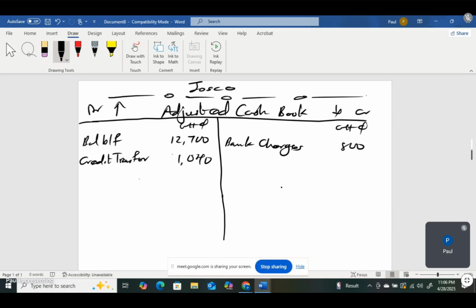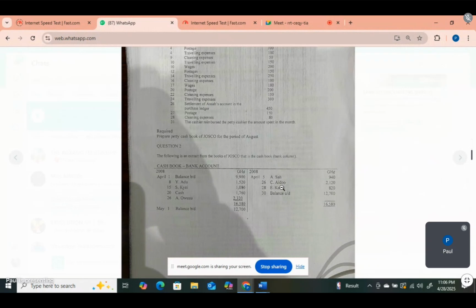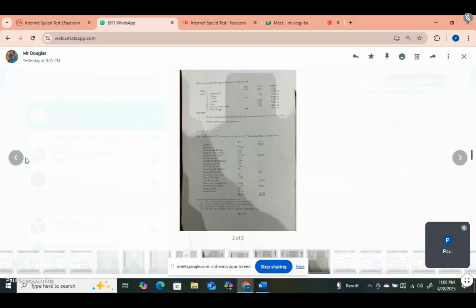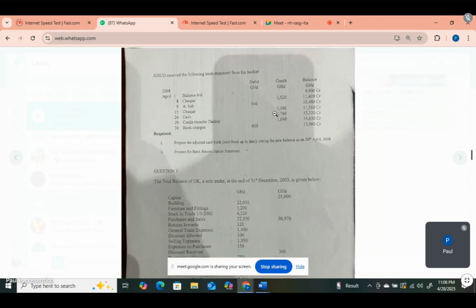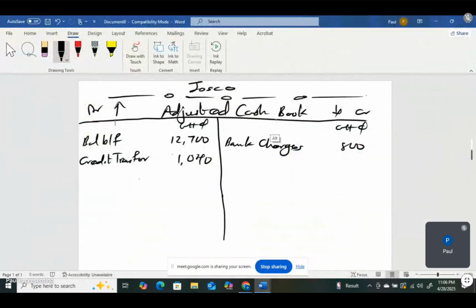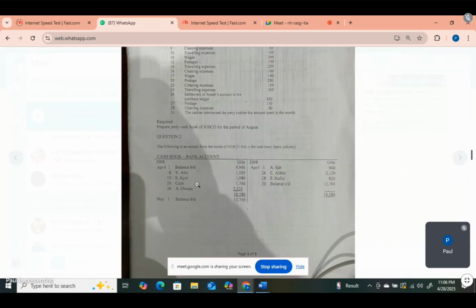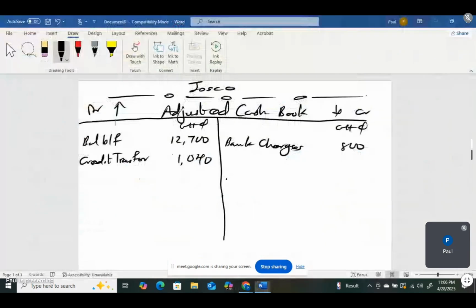Okay, then we come to credit transfer. Now, credit transfer, he did the transfer without informing you. And so when you saw it in the statement, you quickly went to your cash book to see if it has been debited. But when you check the cash book, it is not showing there. So you need to debit yourself. You need to increase your money. That is why it's showing at the debit side, isn't it? Yes, please. That's the best explanation. Thank you.